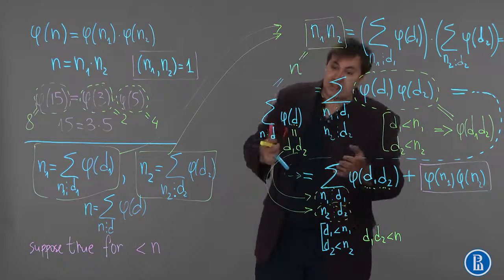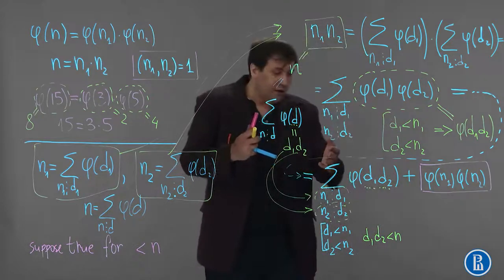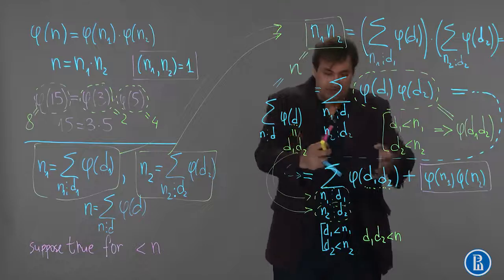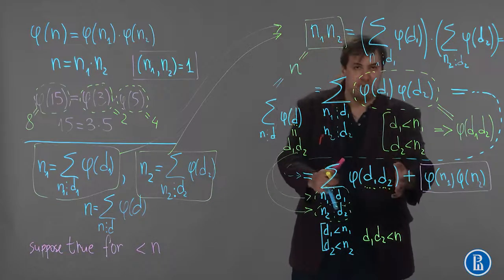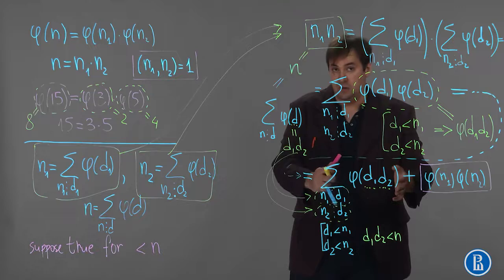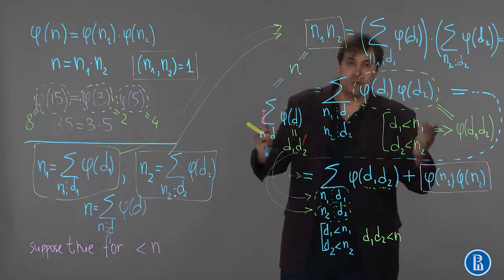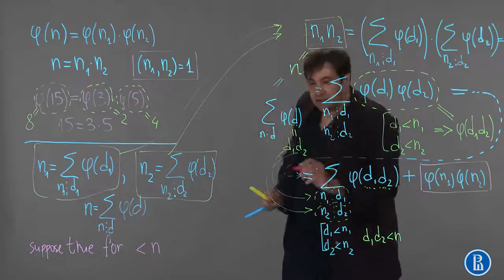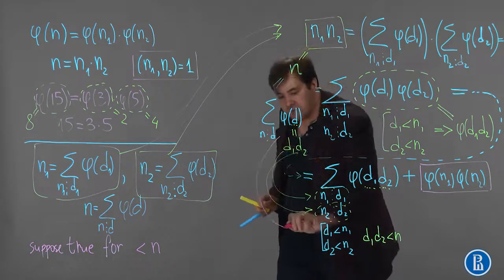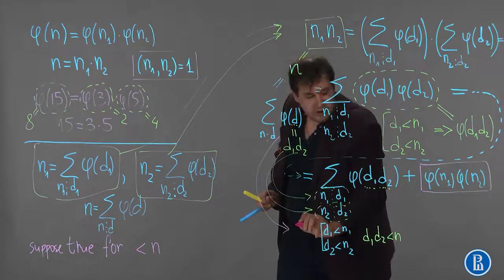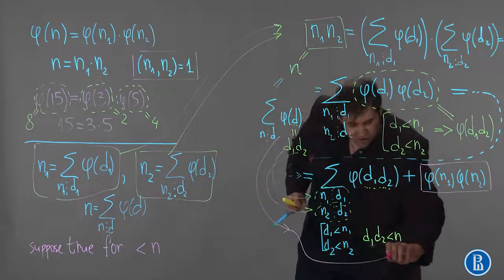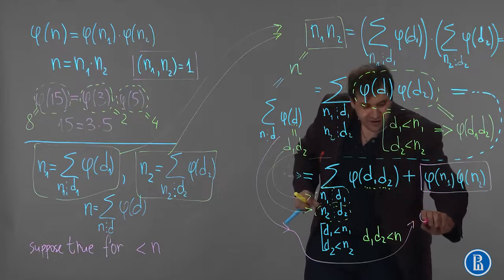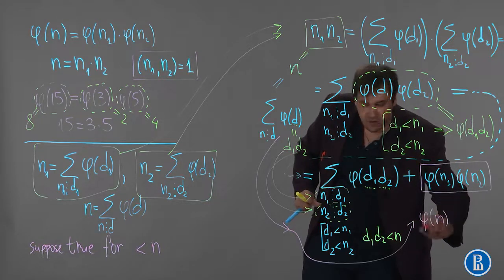So we understand that almost all summands here are covered by this sum. All but one. Which one? Well, of course, let me write it here. Let me write it even further. It's phi of n.